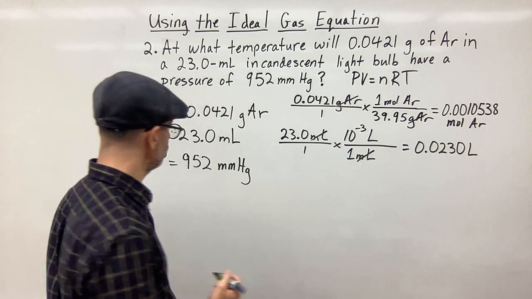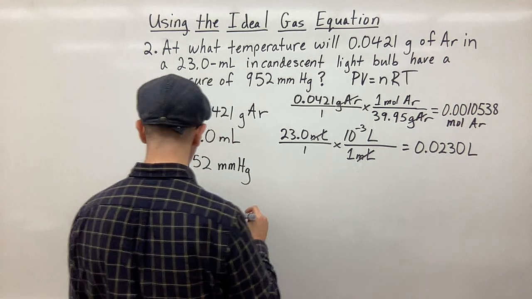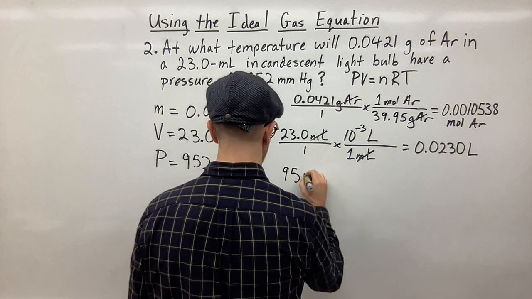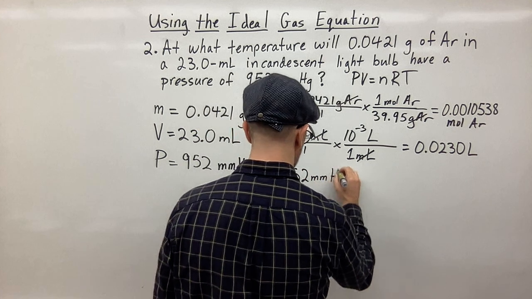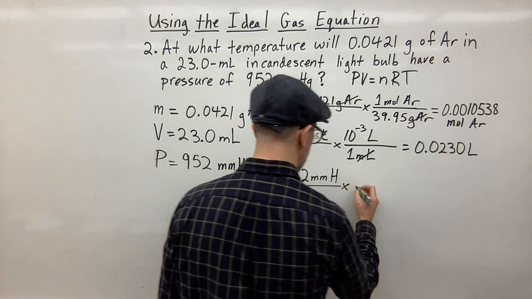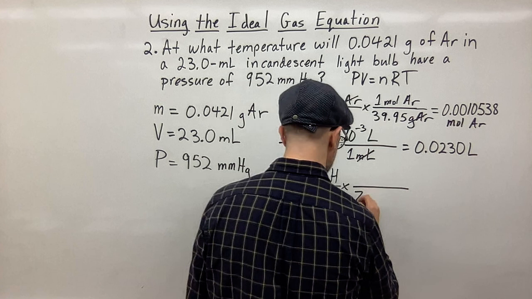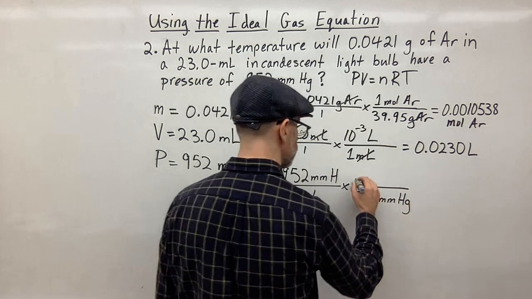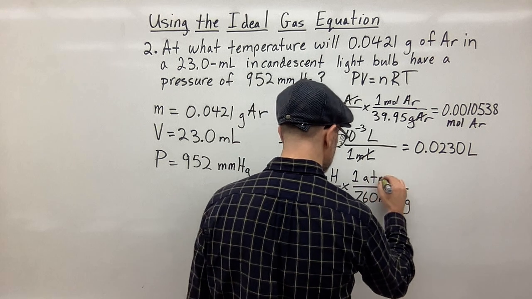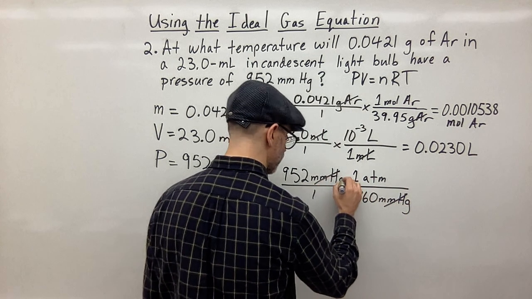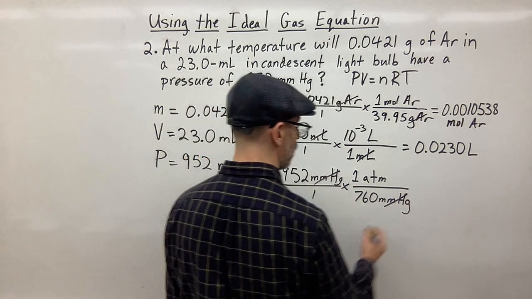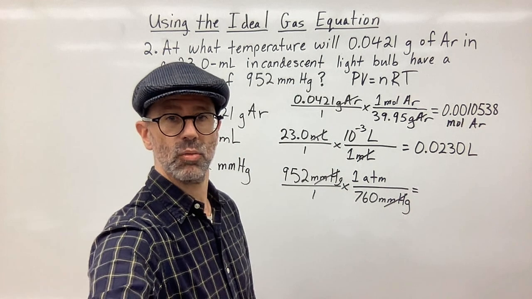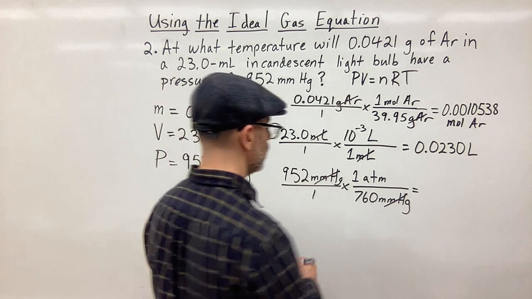And then I need to convert the pressure to atmospheres, because that's the pressure unit in my ideal gas law constant. So I'm going to take the 952 millimeters of mercury, and I know that 760 millimeters of mercury is equal to 1 atmosphere. Millimeters of mercury cancels out, and then I calculate the answer, and I get 1.25263.